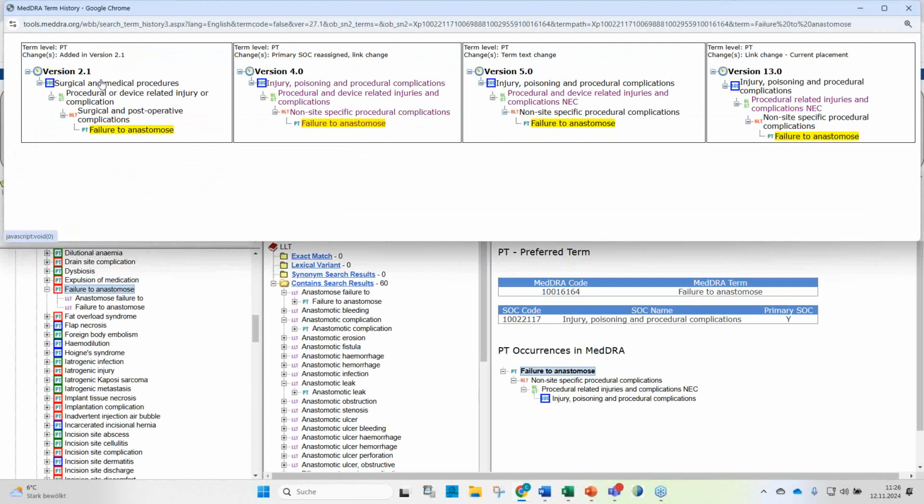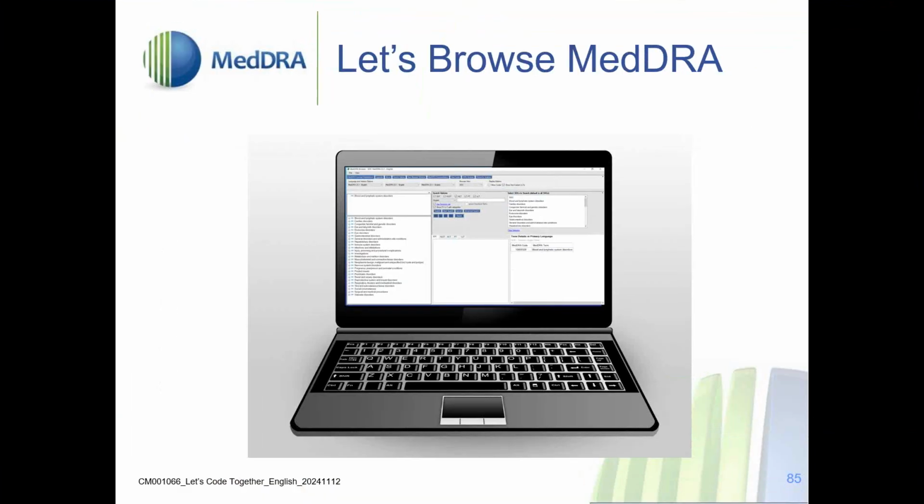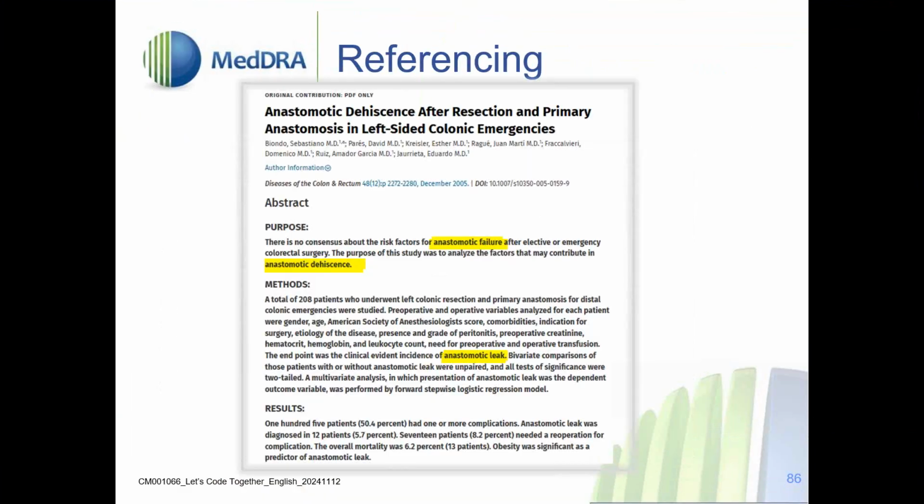And here it is, version 2.1. I assume it was a term from a legacy terminology. Strange wording, but it's grouped under surgical and post-operative complications. So this is a correct placement for our verbatim, and that's why I would assume that this term best represents our reported condition. So let me switch back to my slide and continue here.